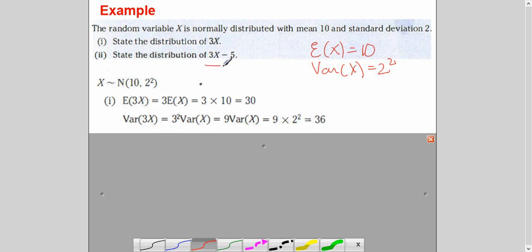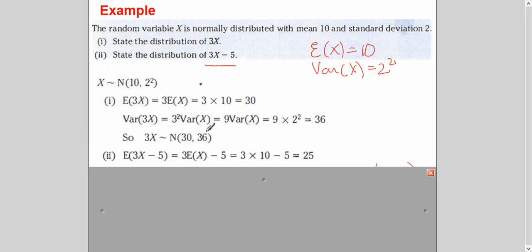Now we will find the distribution of 3x minus 5. So this is the answer of part 1. For part 2, the linear function is 3x minus 5. So it will be 3 times the mean of x minus 5. The constant comes as it is. So 3 times the mean of x is 10.